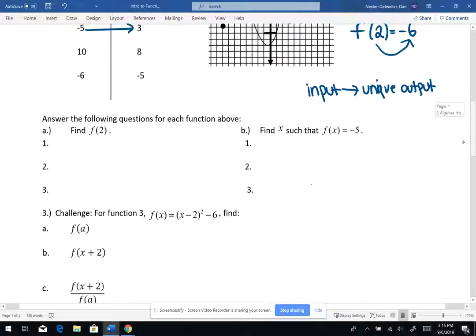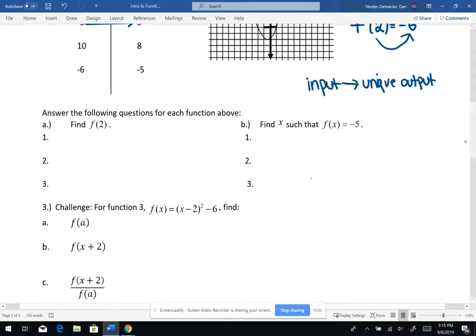What I really want to talk about is the notation. I kind of already talked about this. What does f of 2 mean? It means when x is 2, what is the output, or what is the y value?